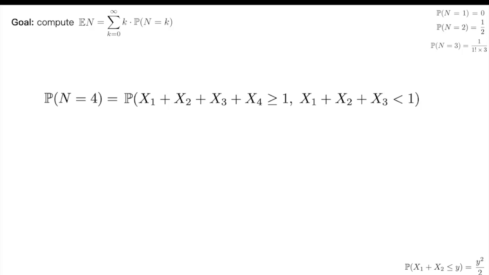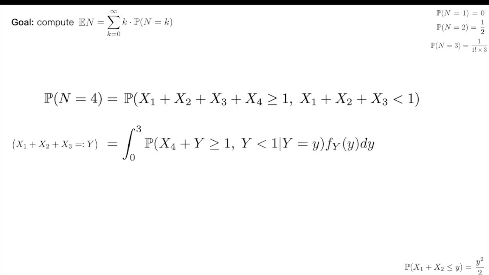Now, this time we set y to be the sum of x1 plus x2 plus x3. We use the same y for a different value now. Similarly, we use the conditioning probability formula. Now we also condition on y, but the y is something different now. We condition on y, and we use this conditioning probability formula to compute the first line, the unconditional probability.